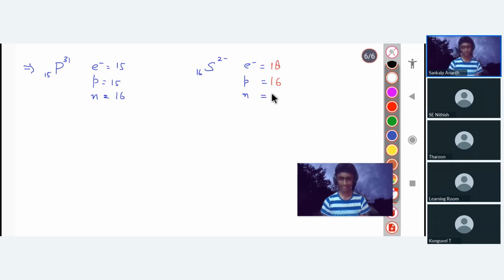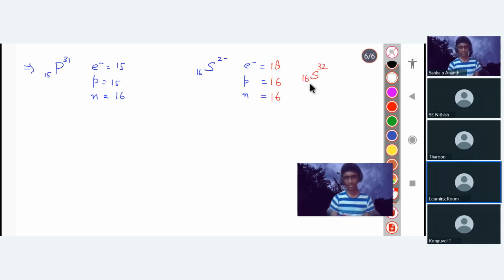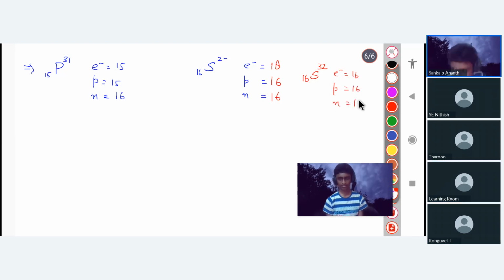Oh, sir, I thought the number of protons and electrons were the same. Oh, it's not a neutral atom. Exactly, it's not neutral. When it is neutral, then it will be the same. For example, if it is sulfur-16-32, so here the number of electrons will be 16, protons will also be 16, and neutrons will also be 16.